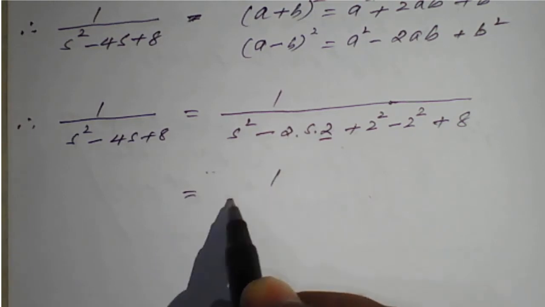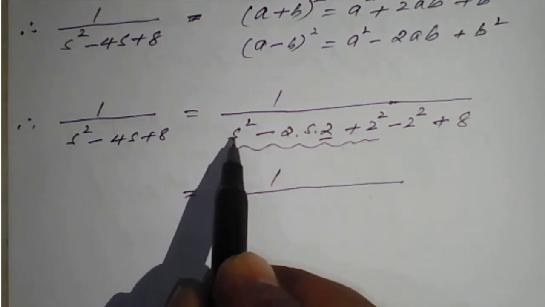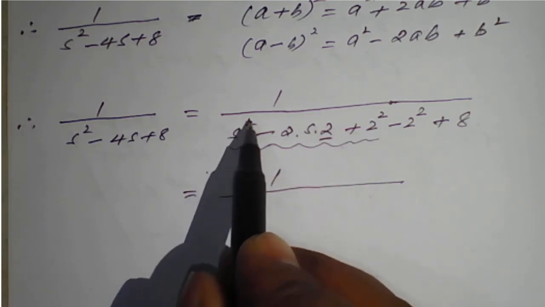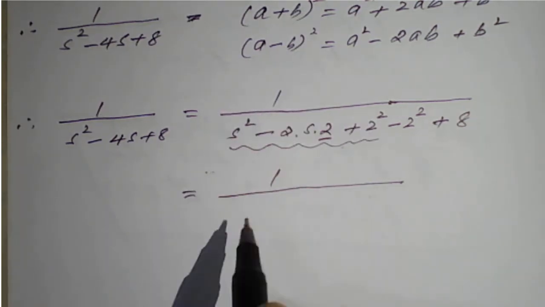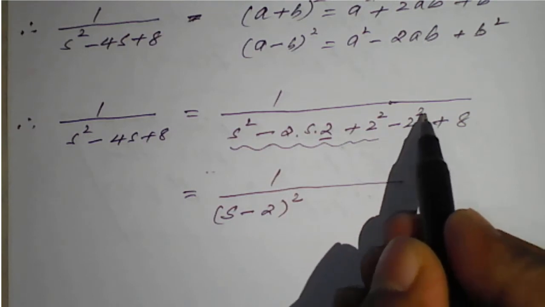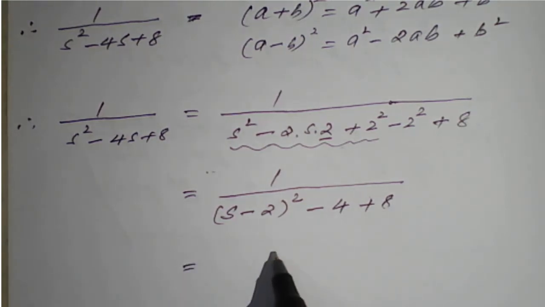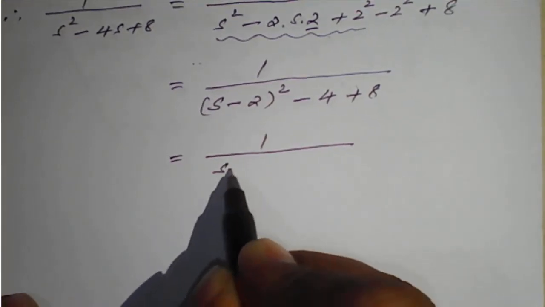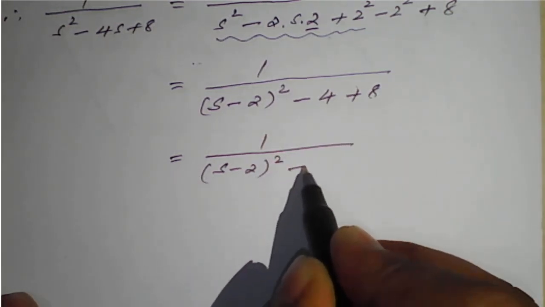Just see here. In this step, what I have underlined, s square minus 2s into 2 plus 2 square, is of the form a square minus 2ab plus b square, which is a minus b whole square. So I will write this as s minus 2 whole square. Then minus 2 square is minus 4, plus 8 as it is. On simplification, we get 1 divided by s minus 2 whole square, and minus 4 plus 8 is plus 4.